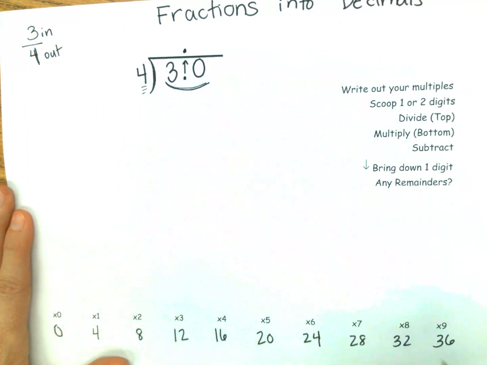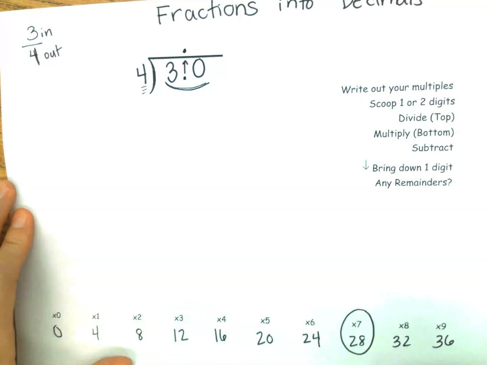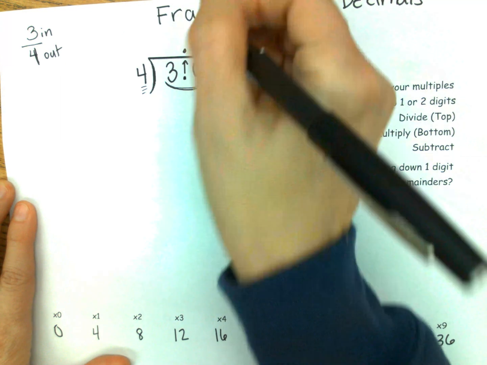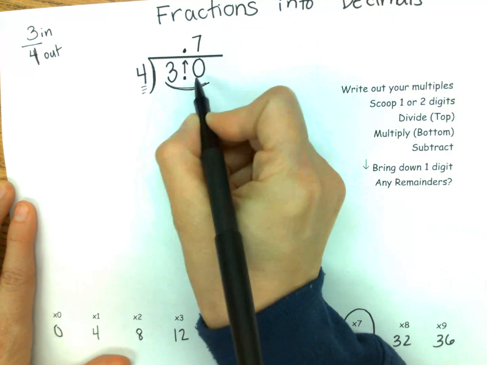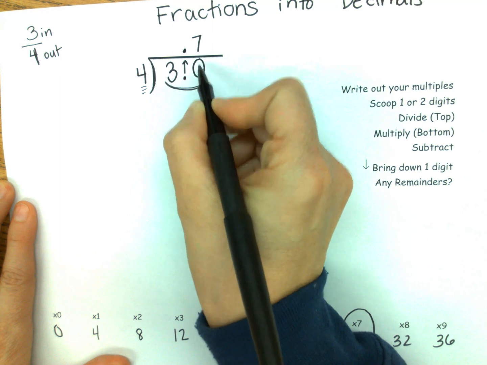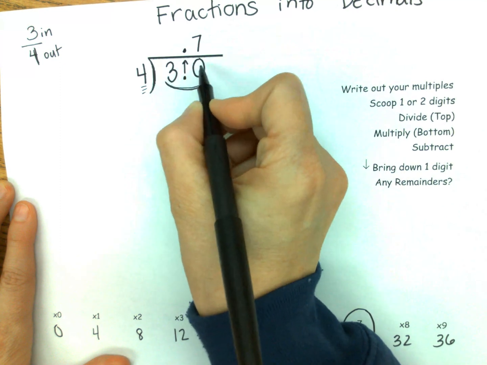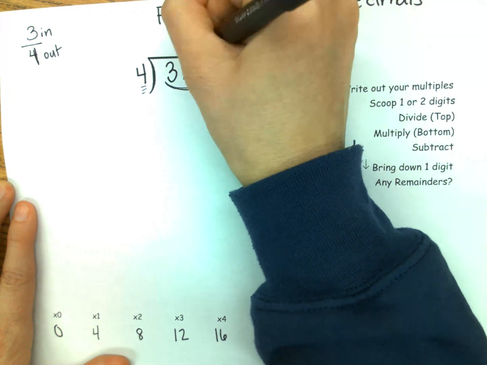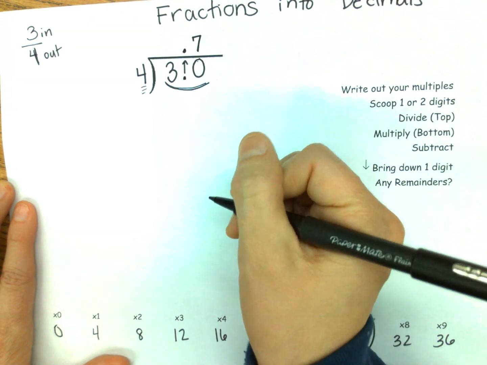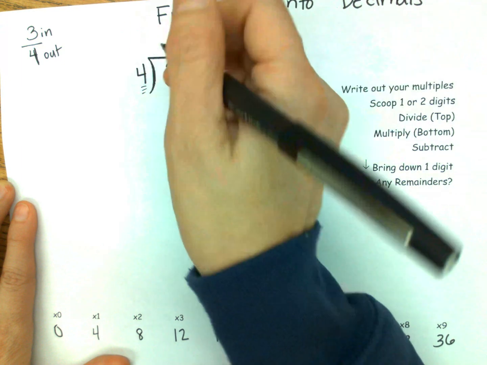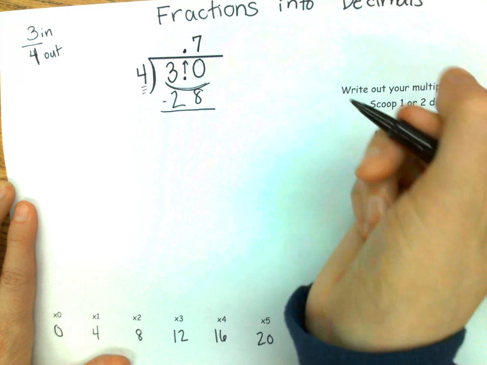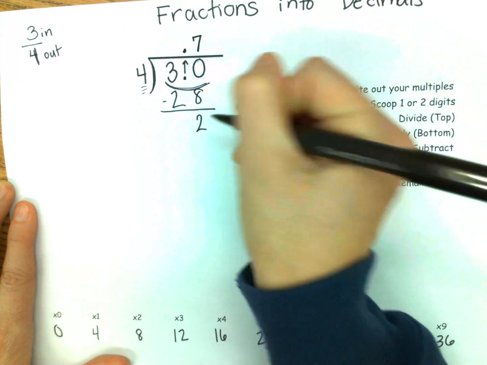So I'm going to look down here, and I see 7 times 4 is 28. So my 7 is on the top here. That's going to go above my 0 because I was working with this whole number like 30. So since I worked with both digits, I'm going to put my partial quotient, the 7, on top of this 0 because I know that 7 times 4 is 28. So that's my next step. I subtract and I get 2.